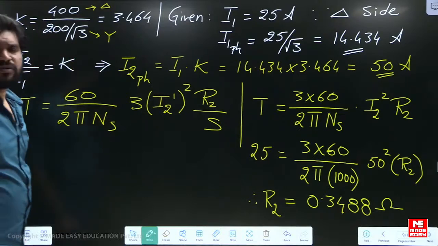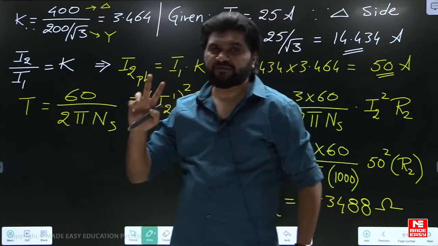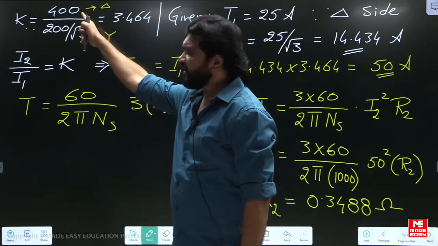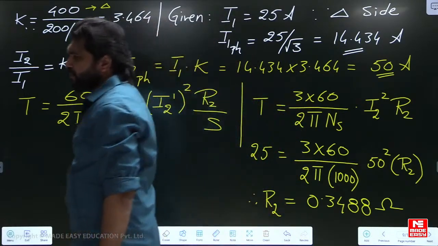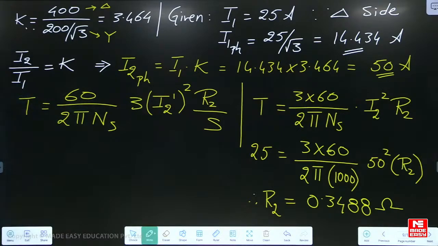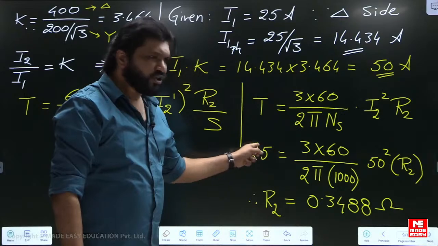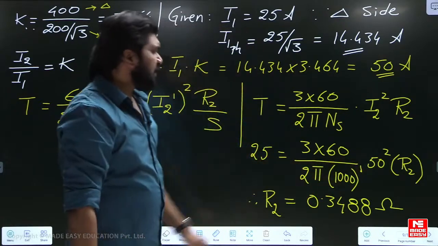You have to keep per phase values. K you have to write per phase only, turns per phase or induced voltage per phase, because it is delta, line is equal to phase. Because it is star, you have to put by root 3. So according to the context of the question, 25 Newton meter is the torque developed under blocked condition. By substituting the current, you will get this.